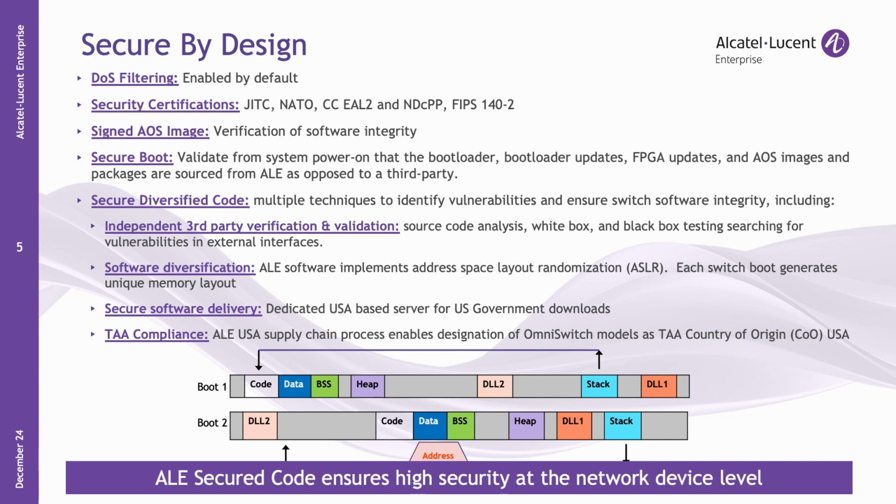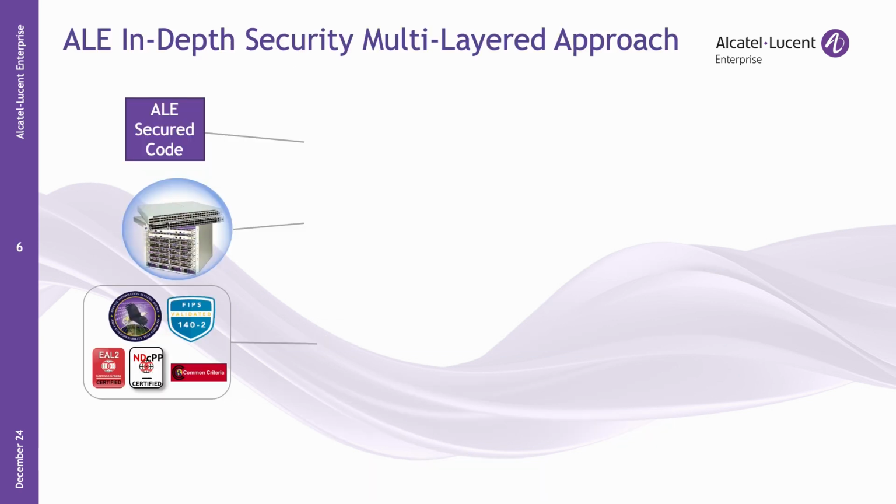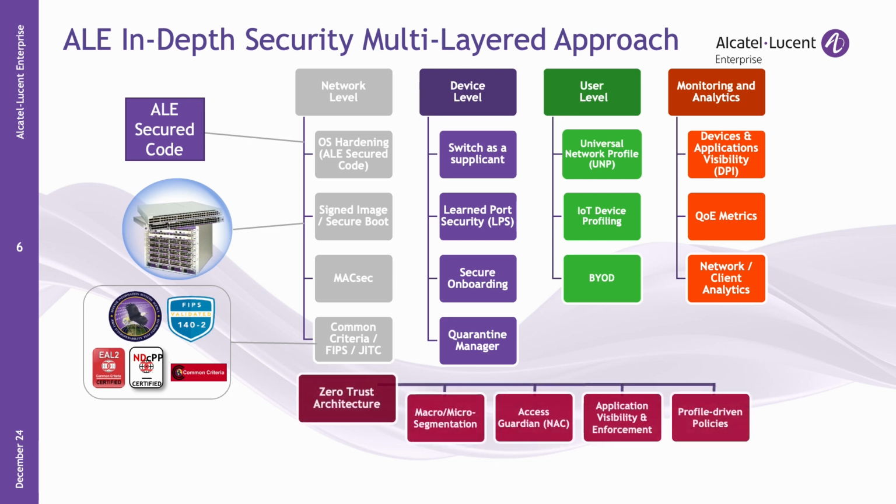So all of these features, which are embedded in ALE secured code, ensure that the highest security is provided at the network device level. ALE has continued to develop networking devices with security at the forefront. A comprehensive security framework must be established from the ground up and applied universally across all network access methods, whether wired or wireless. At ALE, we recommend an integrated security approach that focuses on every layer or level, beginning with the network level, then the device level, the user level, and finally to the monitoring and analytics.